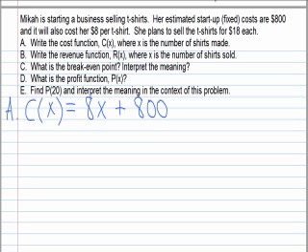What is her revenue function? Well, her revenue has absolutely nothing to do with her costs. Her revenue is strictly based on how many shirts she sells, how much she charges for those shirts. So her revenue, according to our problem, is $18 times every shirt that she sells. When does Micah break even?